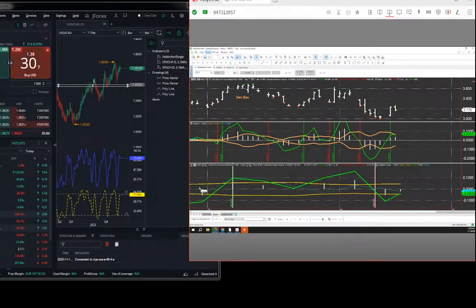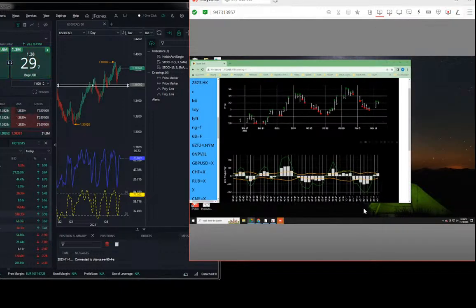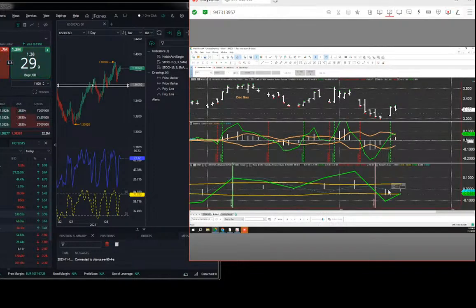Let's see. Where's that mouse at? Right there. So you can see there, it's not backing off as much. We're in buys, just like we are here. But the weekly is in a sell. It's trying to lift up. That was a nice spike there yesterday.